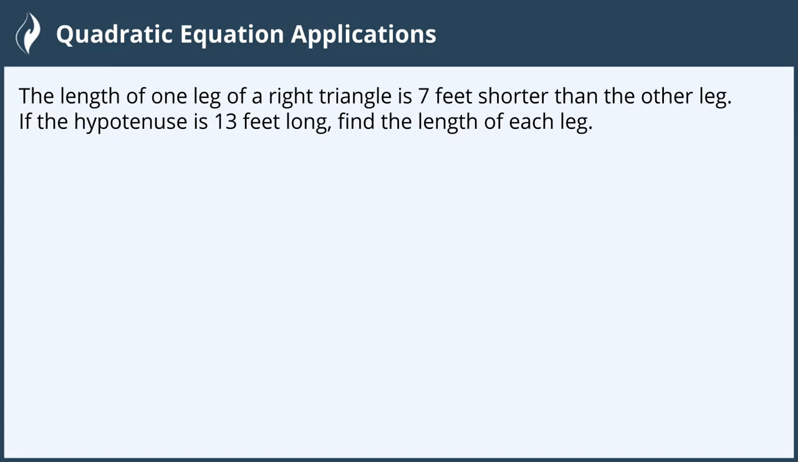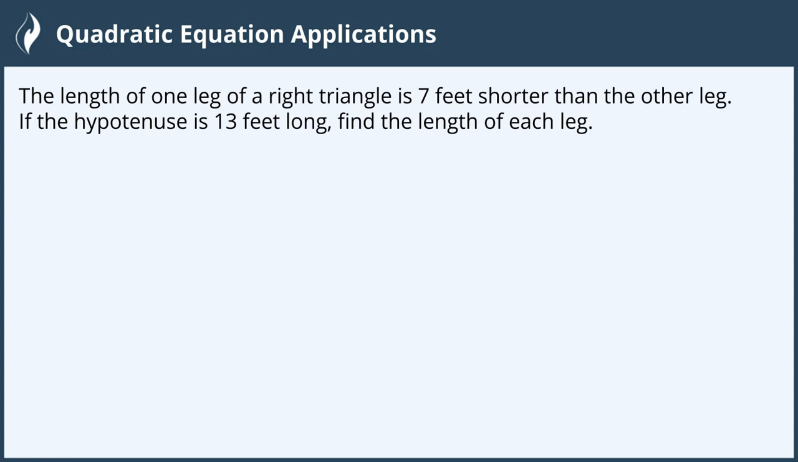Hi everyone! In this video, we will solve a quadratic equation application problem. The length of one leg of a right triangle is 7 feet shorter than the other leg. If the hypotenuse is 13 feet long, find the length of each leg.